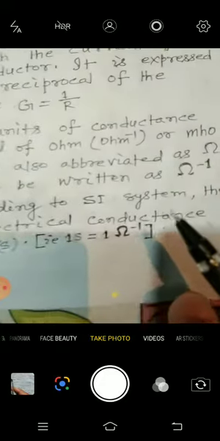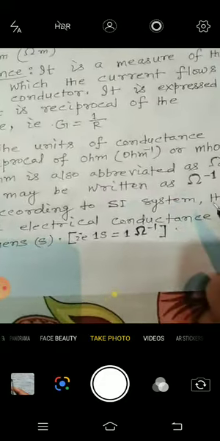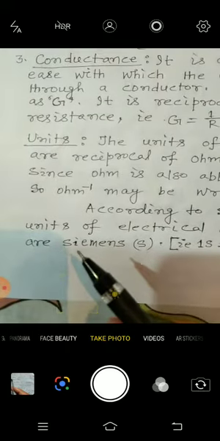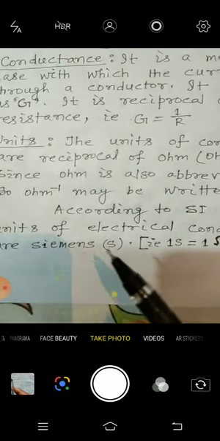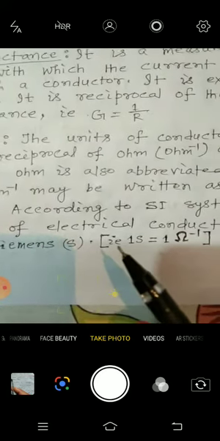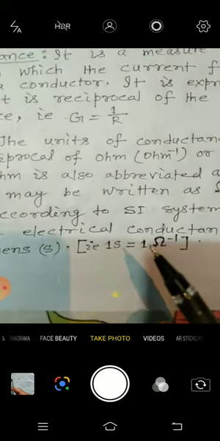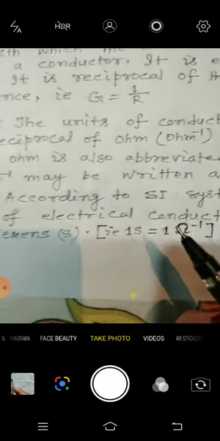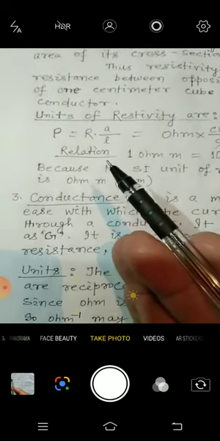According to the SI system, the unit of electrical conductance is Siemens, that is S. So 1 S is equal to 1 ohm inverse. So this is about conductance, resistivity, and resistance.